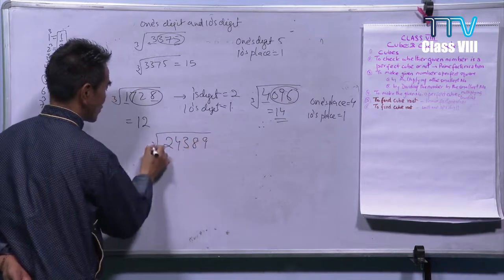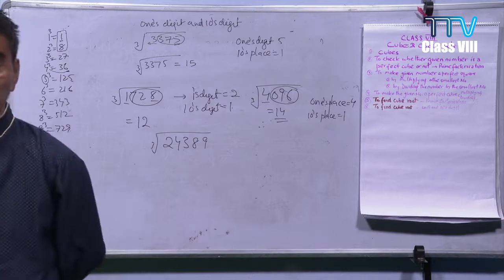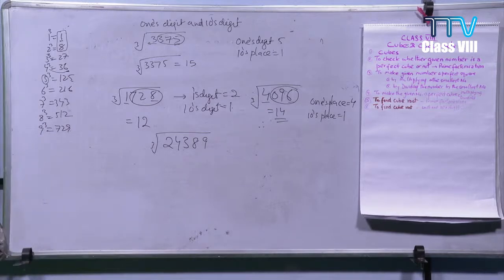This is the cube root of this number. Unit place 9. First the 9 natural number, then the unit place of the cube is 9. Then the number whose cube it is, its unit place is the one thing, and then we look at the tens place.